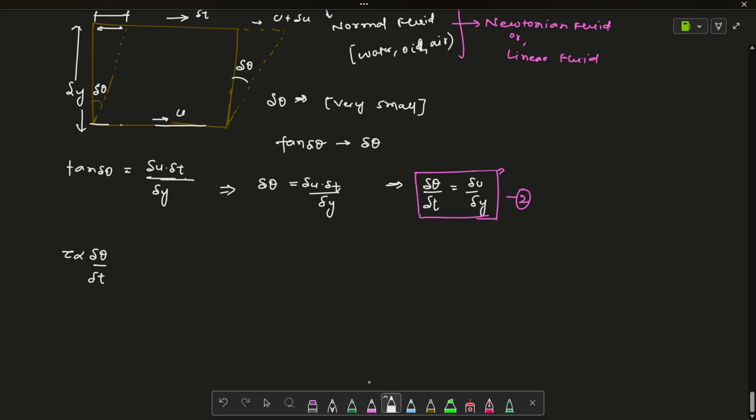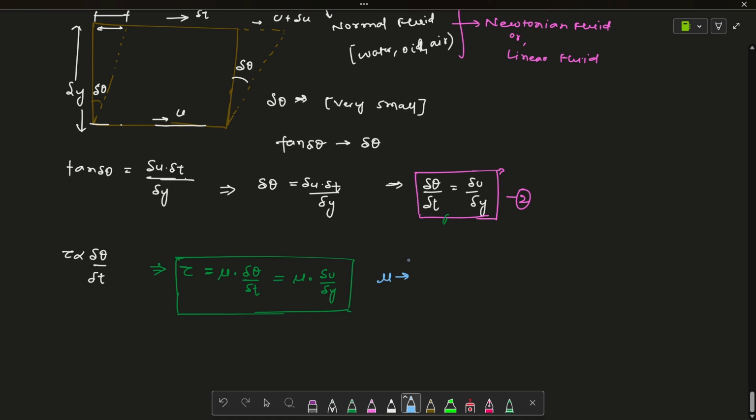So one proportionality constant must come in to make it an equation, like you have studied in your school days, your universal gravitational constant or any other thing. So we will write tau is directly proportional to, we will include here, mu into del theta by del t, and it is also equal to mu into del u by del y, from equation 2. Now one proportionality constant term has come, and that is mu.